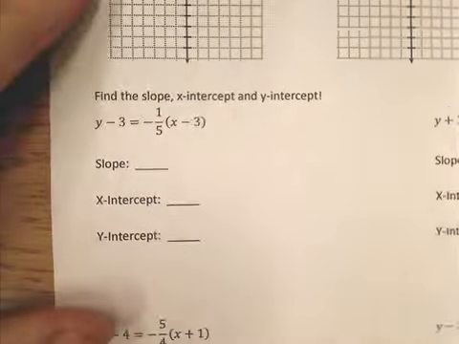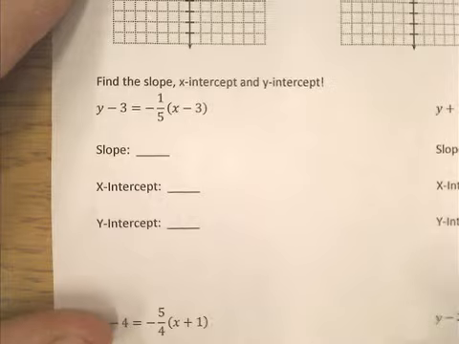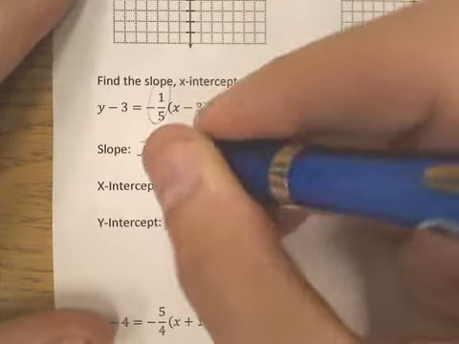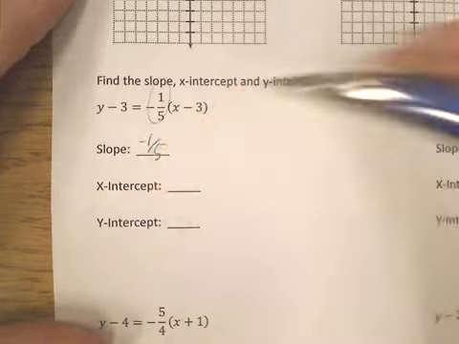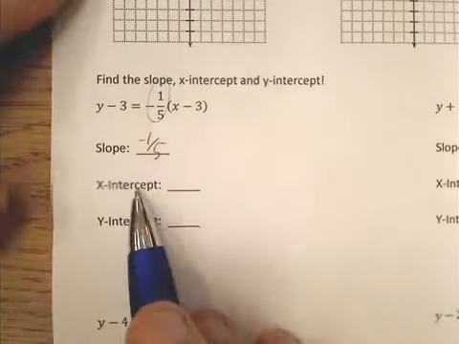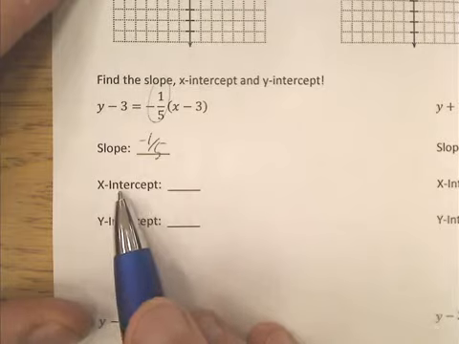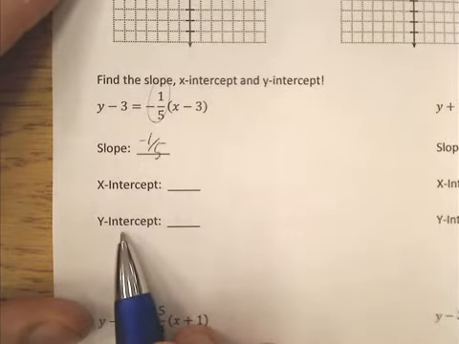Okay, so this last section here says find the slope, the x-intercept, and the y-intercept. Well, the slope is still right there, -1/5. So that was straightforward. Remember, when we found x- and y-intercepts, to find the x-intercept, we got rid of the y and solved for x. And to find the y-intercept, we got rid of the x and solved for y. And we're going to basically do the same thing here.